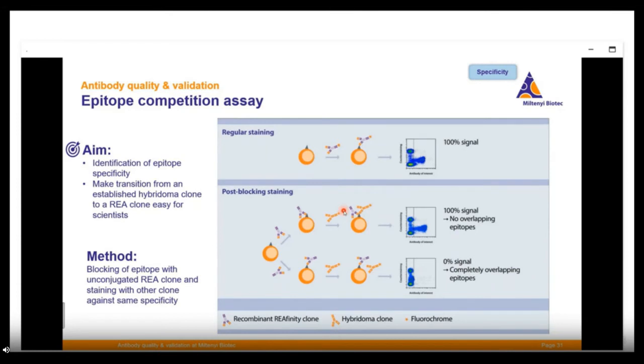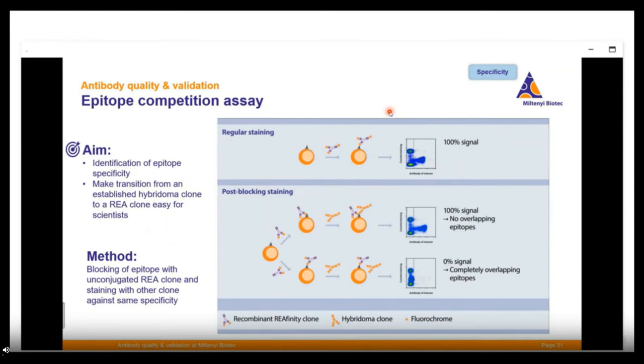The second test that we perform is the epitope competition assay. Our recombinant antibody clones have specific names with REA at the beginning. We are aware that it might be difficult for you to recognize the binding of our REA clone compared to other known hybridoma clones. So we perform tests to monitor whether our antibody is specific to a certain epitope recognized by another hybridoma clone or not, and thereby build your trust in our REA clone. The method that we follow here is basically a blocking experiment.